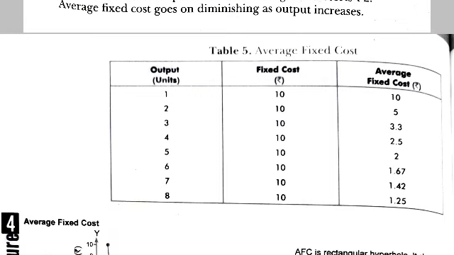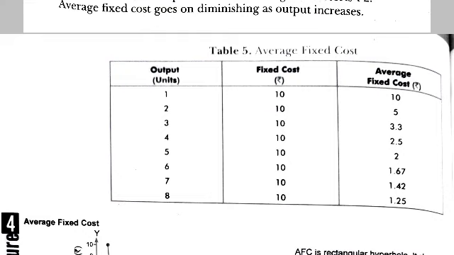Now you can look at this table. As we produce the first unit of the output, total fixed cost is 10. You know that our total fixed cost remains the same throughout the different levels of output, throughout this level of production. Now when we are producing the first unit of the output, fixed cost is 10. 10 divided by 1 is equal to 10. Now when we are producing 2 units, the fixed cost is the same. 10 divided by 2 is equal to 5.